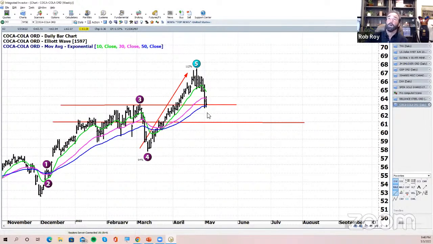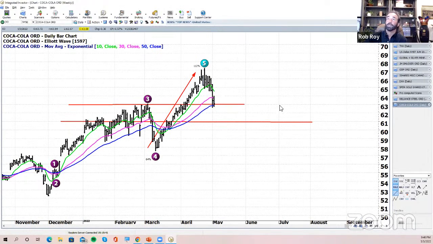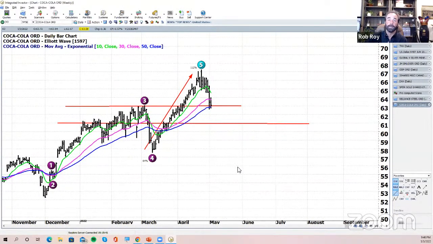But it's going to try to hold this because it was the wave 3 high. It's the 50-day moving average. We're a tiny bit oversold. It's going to try to hold 63, but that's what happens if it doesn't.